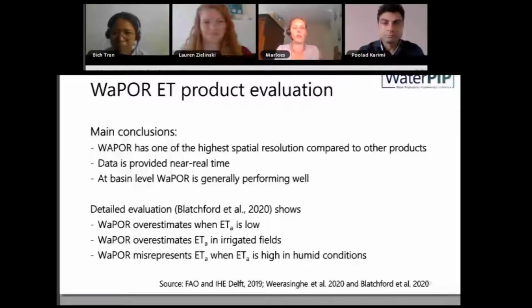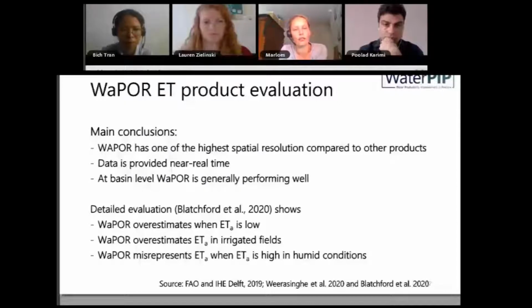But we also saw that the report from Megan shows that WaPOR is overestimating when ETA is low. WaPOR overestimates ET in irrigated fields, and WaPOR misrepresents ETA when ETA is high in humid conditions. And especially the humid conditions, it's probably related to the quality of the input data in terms of cloud cover that is affecting the data.